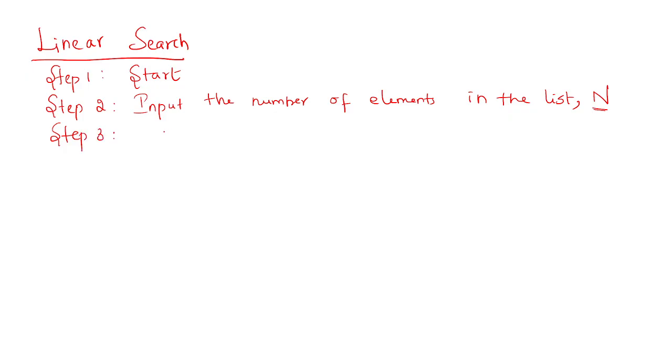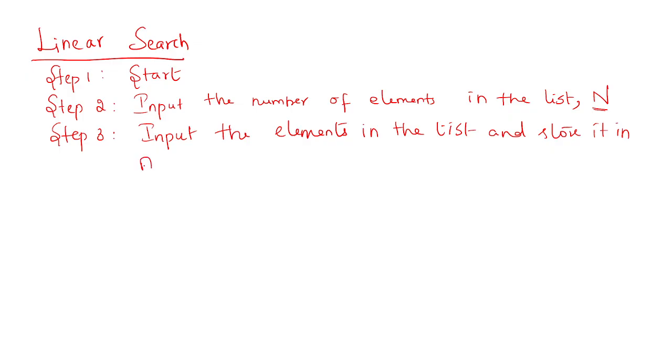Step 3. Now from 1 to N, input the elements in the list and store them in A of 1 up to N. The name of the list is A, and I am storing the elements from 1 to N. First I have got the total number of elements in the list, and now I will read every element one by one. N times I will read the input of the list.